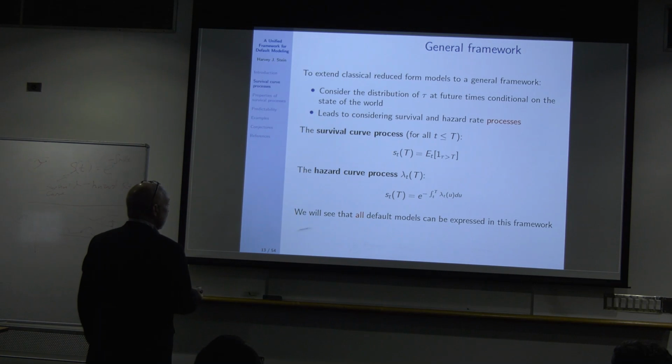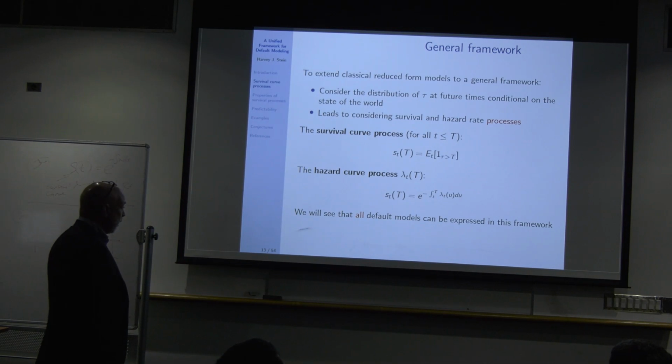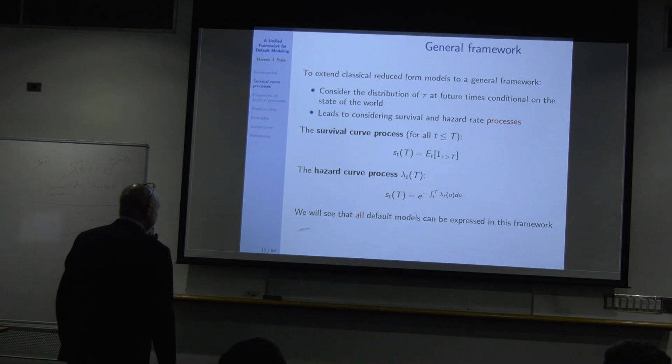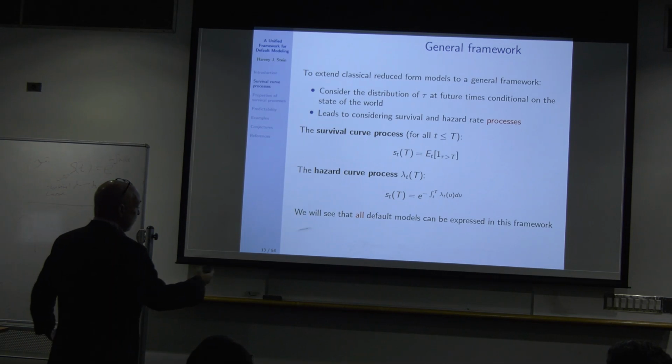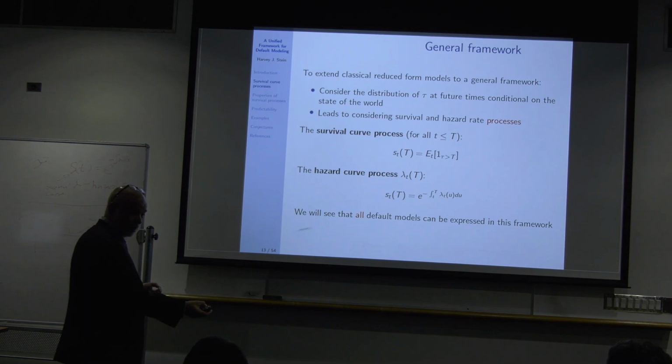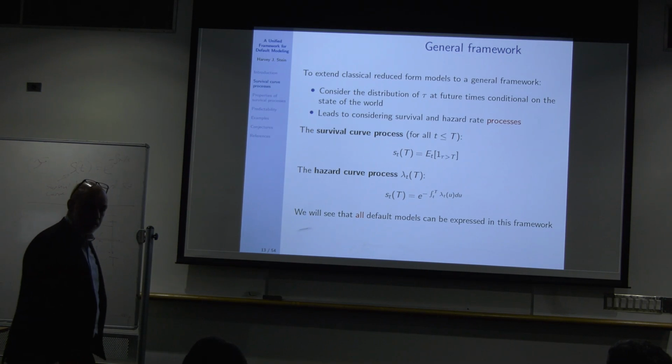And similarly, the hazard curve process. For every little t, for every cap t, we have a hazard rate process, lambdas of little t. And we integrate over the cap t to get the survival curve. And we're going to see that all default models can be expressed in this framework because we're going to get a bijection between family of survival curve processes with certain properties and an arbitrary stopping time.